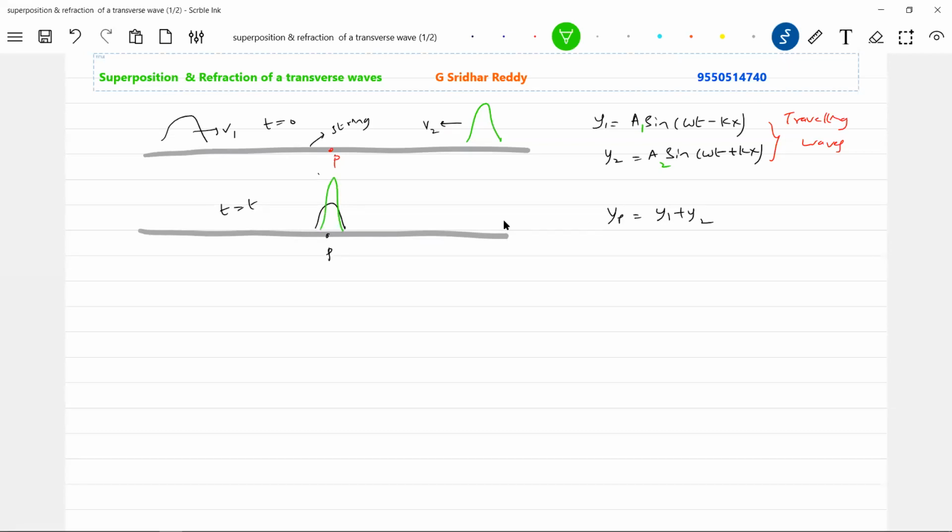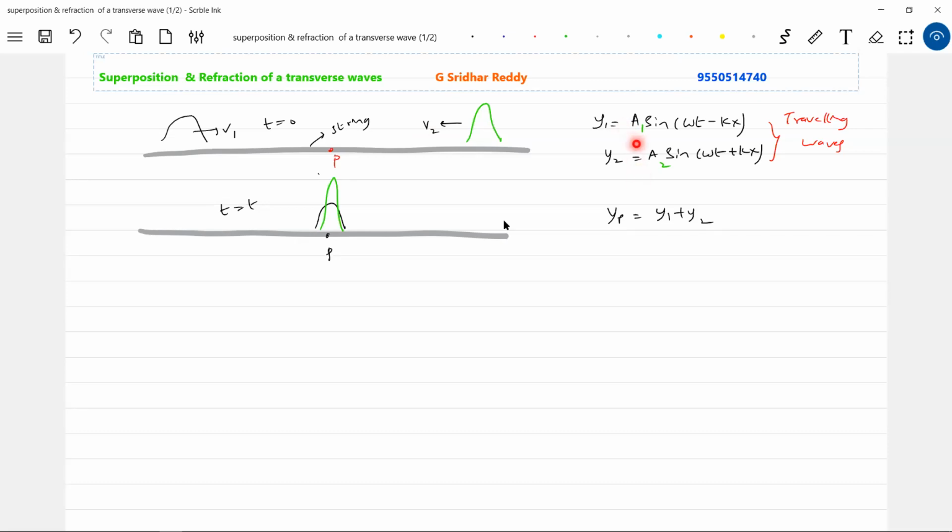This is a rough diagram. Now, what is the total displacement of point P? It will be due to each wave individually. If only wave 1 is present, the maximum displacement will be A1. When only wave 2 is present, the maximum displacement is A2. When both are present, A1 plus A2.